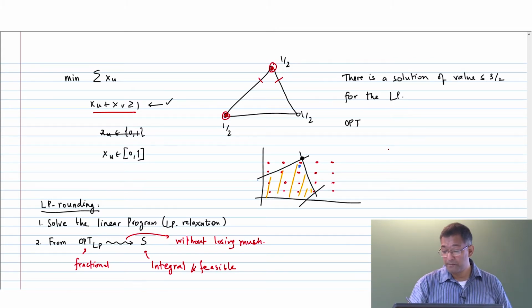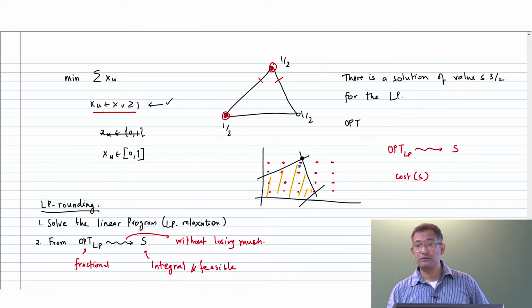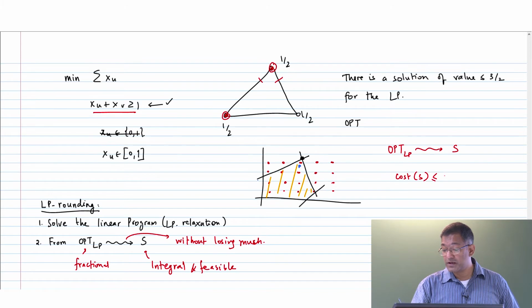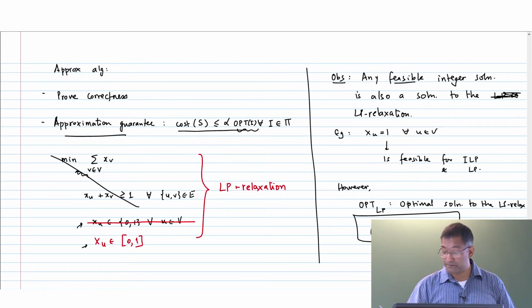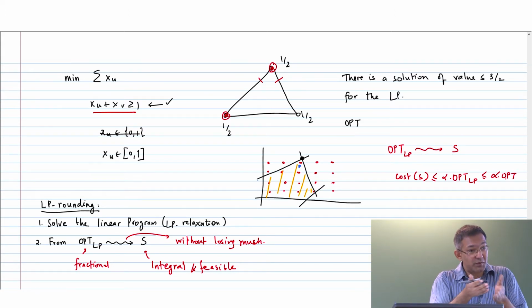Okay. So, what does that mean? You have the optimal solution to the LP. What we are going to do is to produce a solution S so that the cost of S is not much more than the cost of the LP. So, cost of S is at most alpha times the optimal solution to the LP. But what do we know? We know that opt LP is at most opt. Therefore, this is at most alpha times opt. So, we are going to do this in 2 steps.